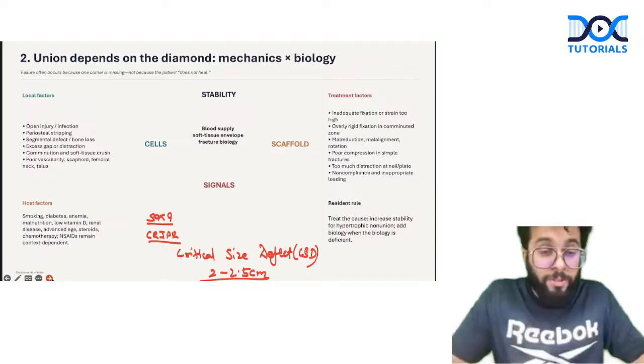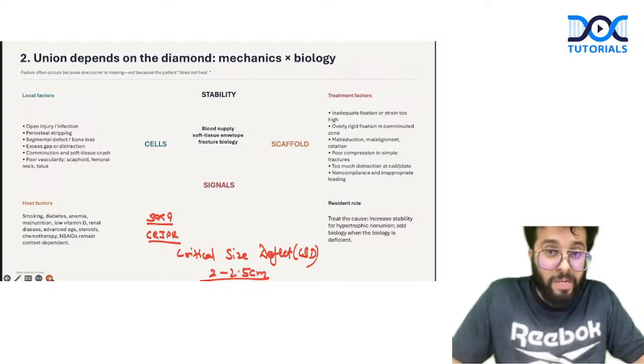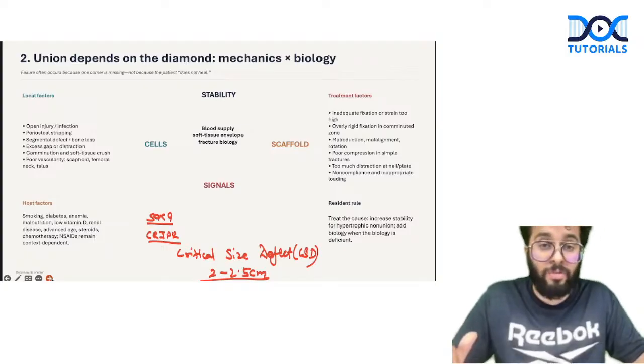Now, if there is comminution or soft tissue crush injury, just like in open wounds, optimum fracture healing is less likely, right? Now, there are certain fractures like scaphoid waist fractures, talar neck fractures, femur neck fractures, especially if the posterior vessels are compromised, right?